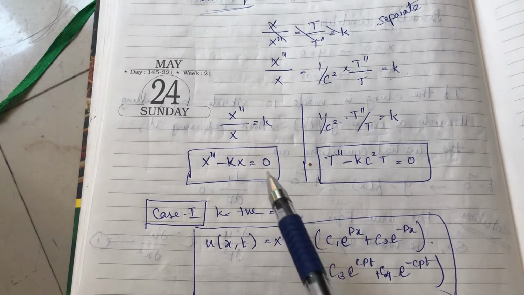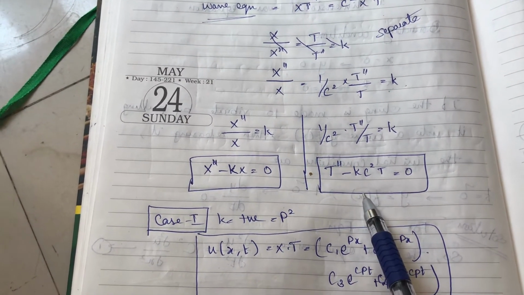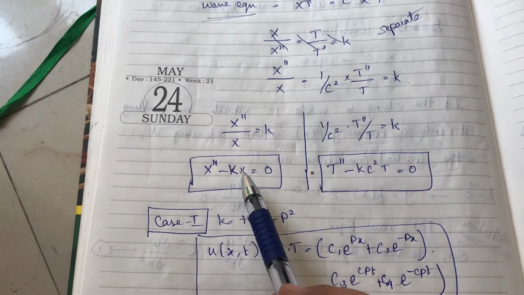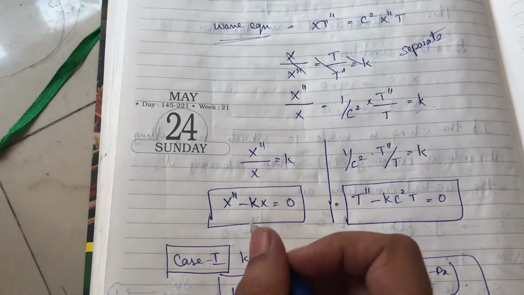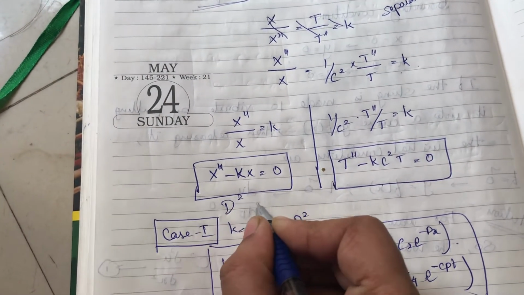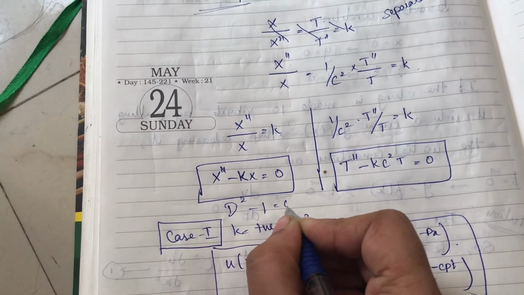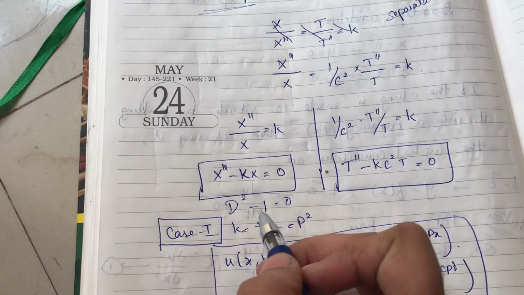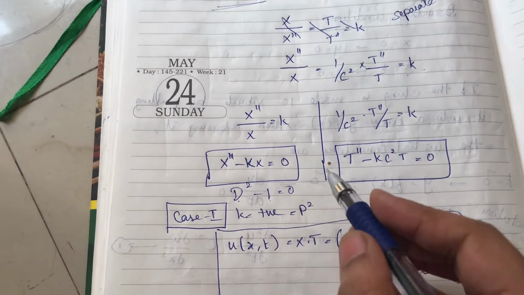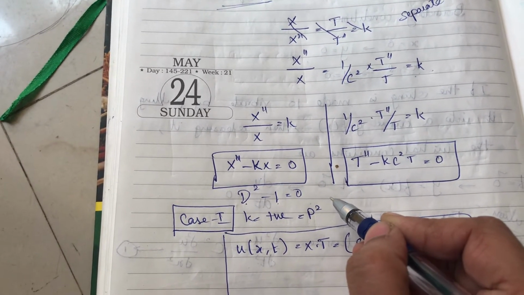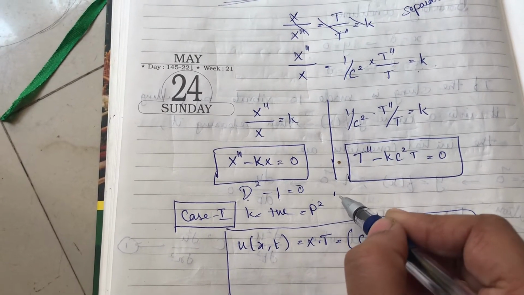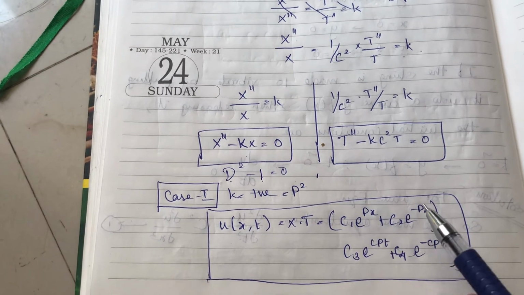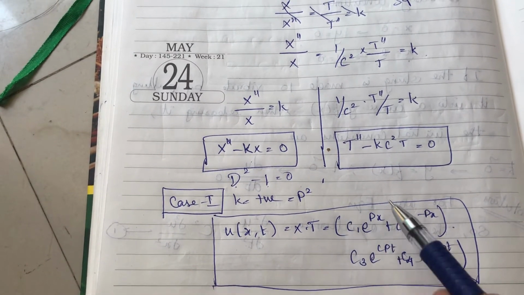x and t, right? So this term is x and this term is t. You can see here if k is positive, we can write this as D square minus 1, which is equal to 0. If I put this as positive, I will get D as 1. So D square equals 1 and D is equal to plus or minus 1. So I can easily write this as plus 1 and minus 1.